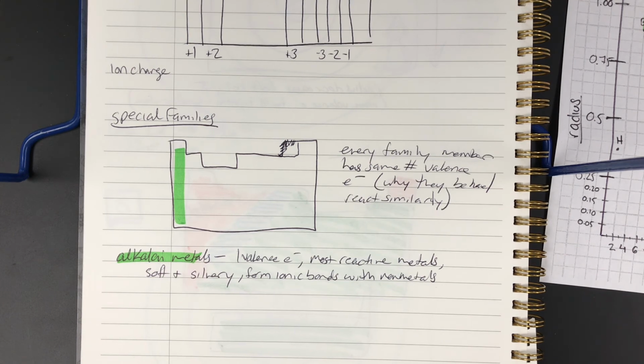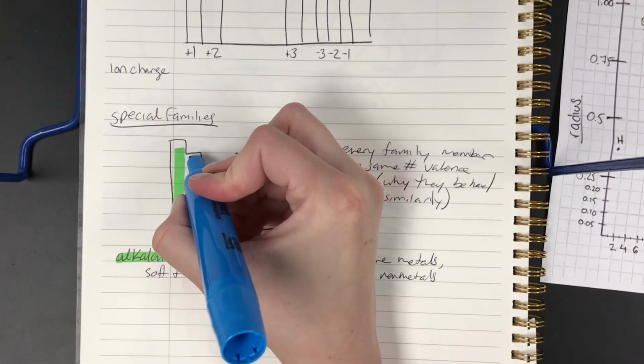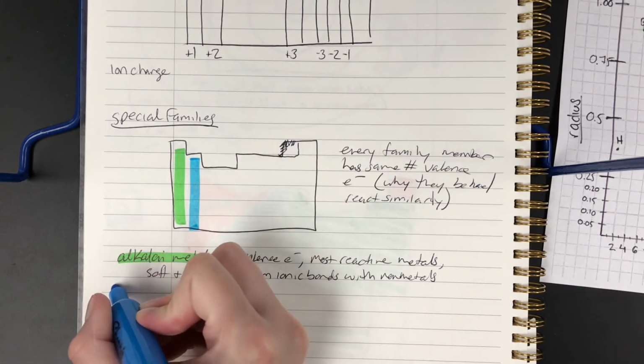A lot of this should be reviewed from the notes that you just did, those periodic table trend notes. Good. So a lot of these terms should be like, oh yeah, that's right, I read about that. So then what is the next family called? Anybody know?